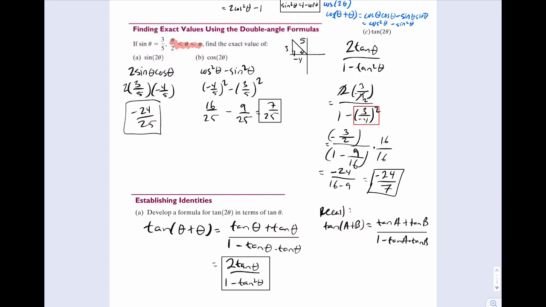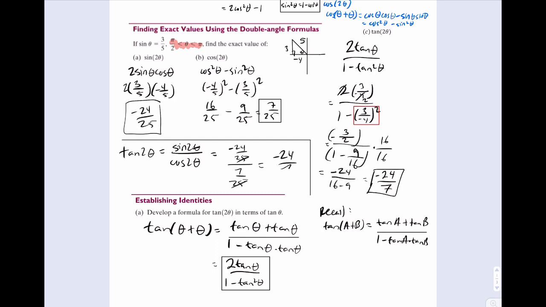Now, the one thing we could have done to make this a lot simpler, and you could do this on your homework or test or quiz, is notice how we actually knew sine of 2 theta and cosine of 2 theta, which means, think about tangent. Tangent of 2 theta must be equal to sine of 2 theta over cosine of 2 theta. So let's plug it in. Negative 24 over 25 over 7 over 25. Look at that. You get the exact same answer, just a little faster.